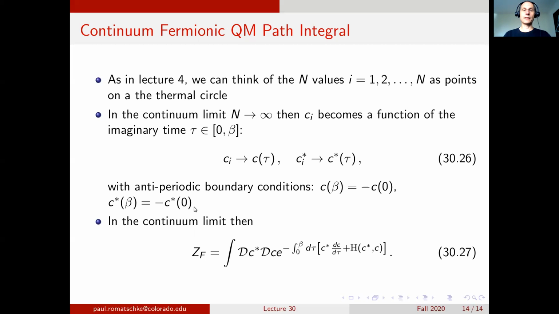In this continuum limit, then, we can write the quantum mechanical partition function for the fermions as a path integral over the Grassmann variables C star and C times e to the minus this object Se, which in continuum form is written as C star dC by d tau plus the Hamiltonian function. And this concludes the present lecture.